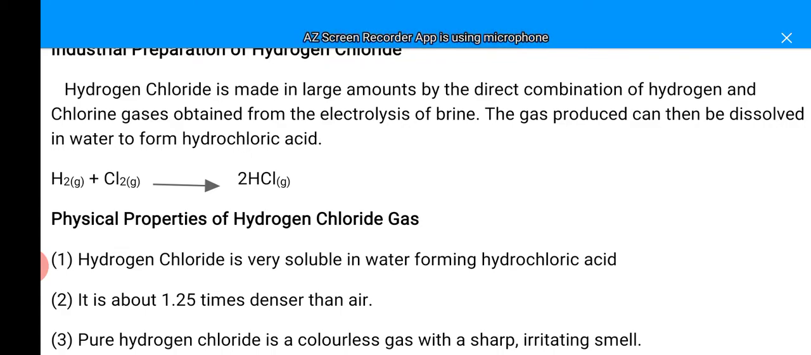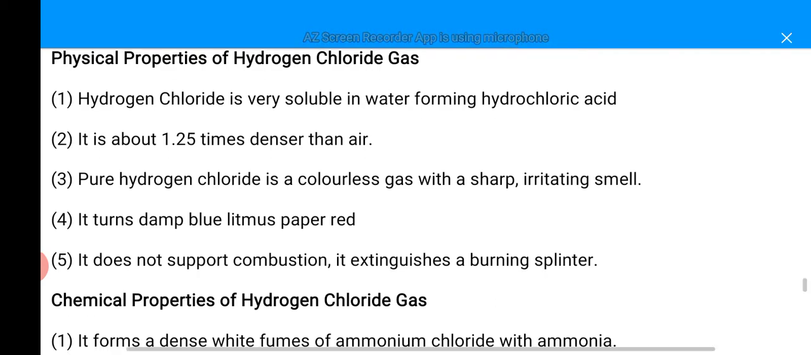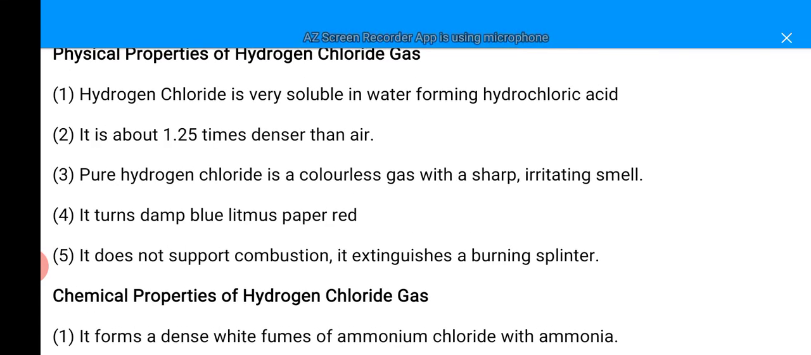Now, physical properties of hydrogen chloride gas. Number one, hydrogen chloride is very soluble in water. It forms hydrochloric acid when it dissolves in water. It is about 1.25 times denser than air. Pure hydrogen chloride is a colorless gas with a sharp, irritating smell. It turns damp blue litmus paper red. That's hydrogen chloride gas. It does not support combustion. Even when something is burning, it extinguishes a burning splinter. Yes, it extinguishes a burning splinter, unlike oxygen or hydrogen.